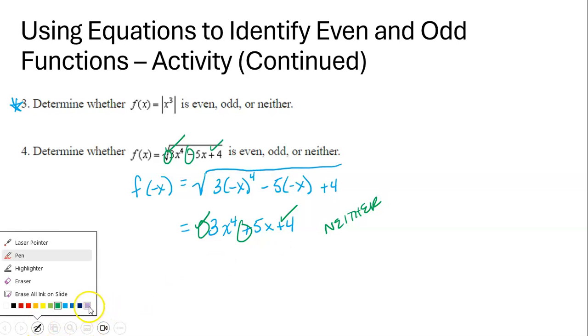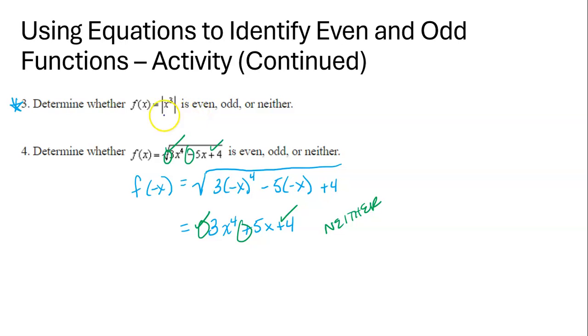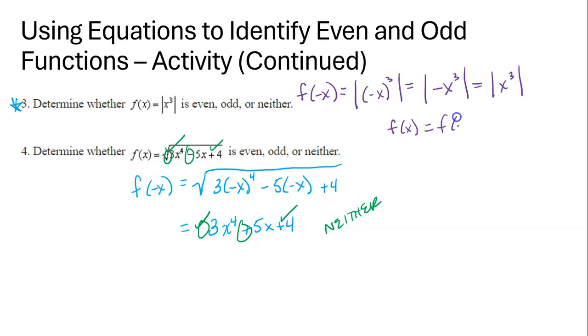Okay. Now let me do the yucky one. So this is the absolute value of x cubed. And if I put negative x in it, the absolute value of negative x cubed, I get the absolute value of negative x cubed, which is the absolute value of x cubed. Super gross, but that means that f of x is equal to f of negative x, which makes this even.